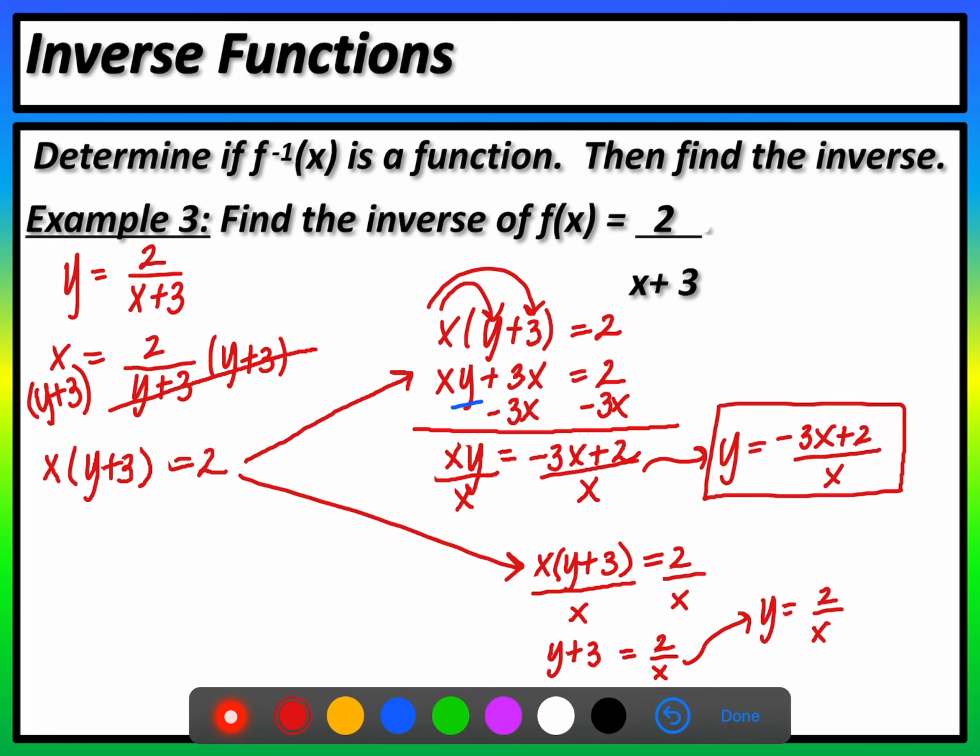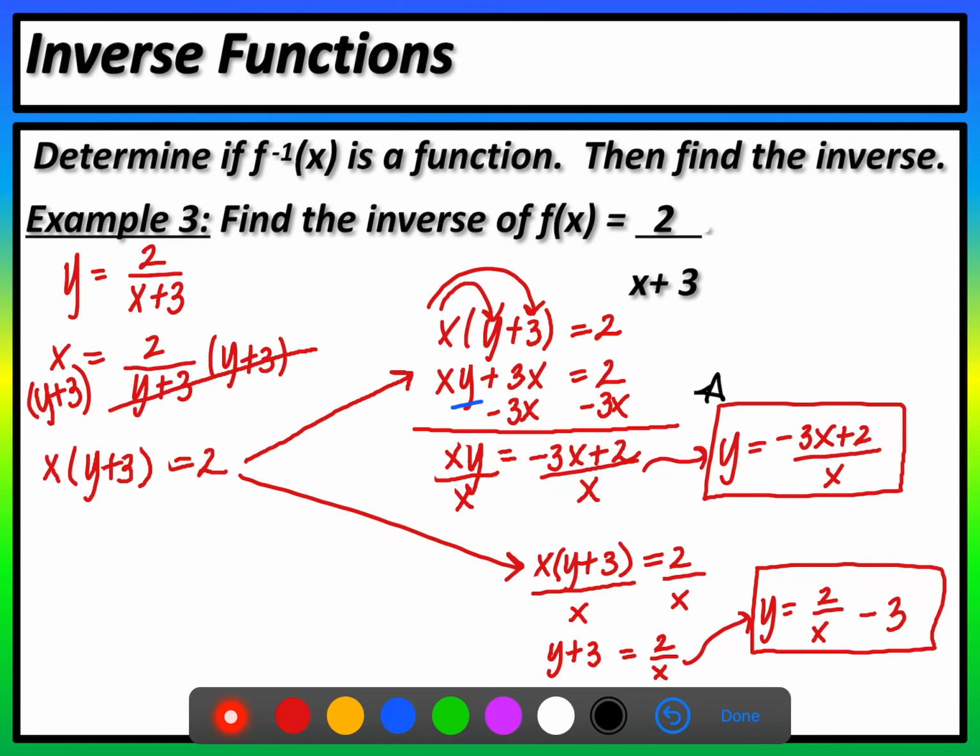Just be careful when you bring it to the other side. Okay, it is not included in that fraction. So it's a whole number 3, and the 2 is over the x. Okay, so these are actually equivalent. Both of those boxed answers are the same thing.